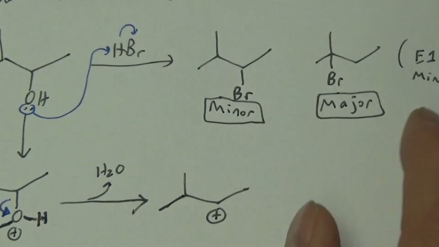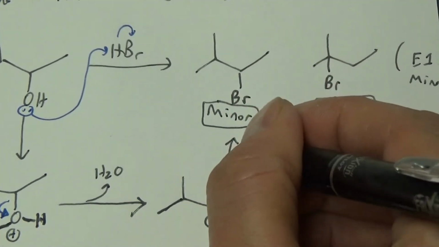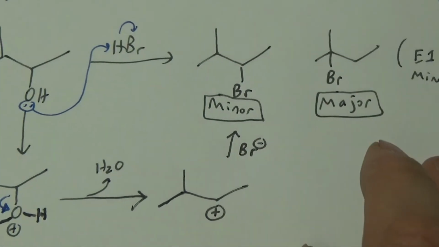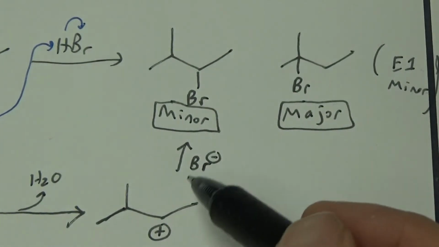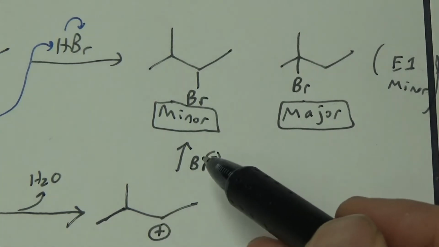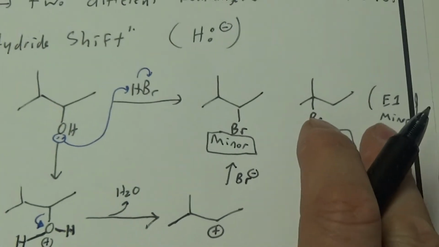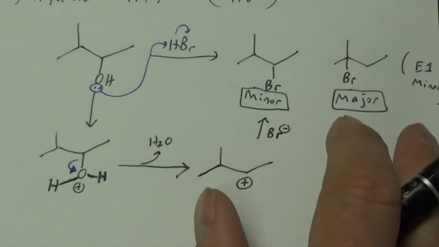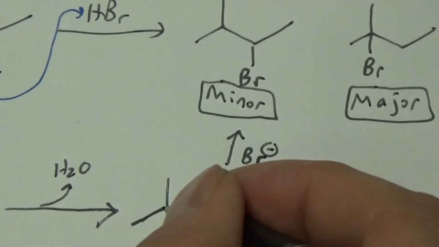So what happens now? I'm going to draw Br minus attacking, but I'm not going to show the arrow, because it gets complicated if I show this mechanism. There's another mechanism I want to show. This is how this becomes that: Br minus attacks the carbocation. What I'm trying to show, though, is that something called a hydride shift can occur, and that will explain the major product.